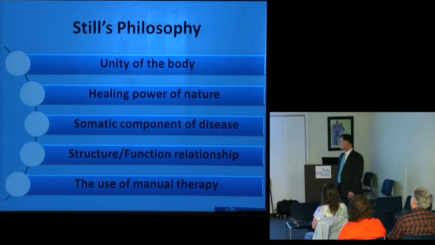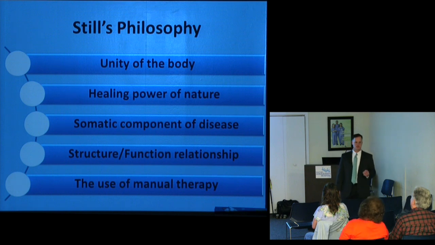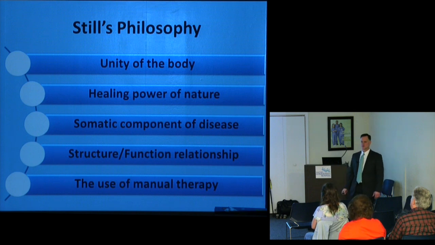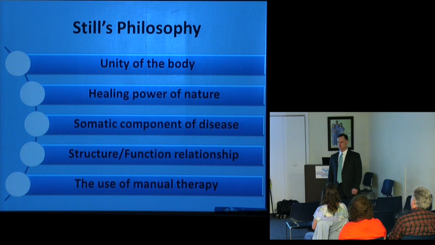Structure and function relationship. Structure governs function. If you have an alignment issue in your spine, you are not going to be able to function optimally. That makes sense? Right? The use of manual therapy. The use of manual therapy means we have to touch our patients as physical therapists. And when you touch a patient, you build a very specific bond with the patient. And it lets the patient know that you care about them.